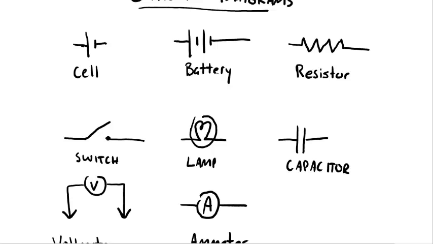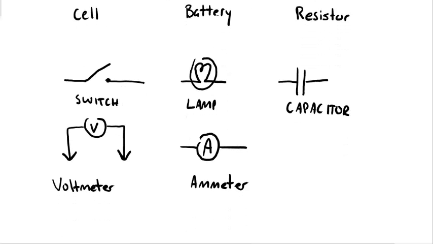A capacitor is a small component that actually stores charge. A voltmeter, and notice with a voltmeter it's got two leads. Remember, a voltmeter measures potential difference, and so it's always attached across a circuit, across a battery, across a resistor, and so the two arrows there would go across a resistor if that's what you're measuring. And the ammeter would go in the circuit, so we have the symbol A.